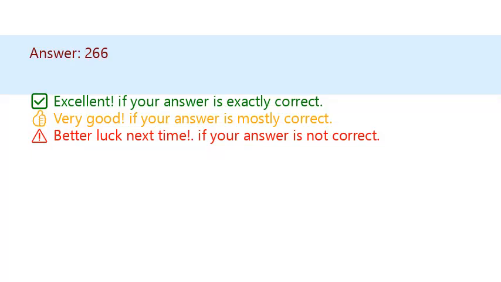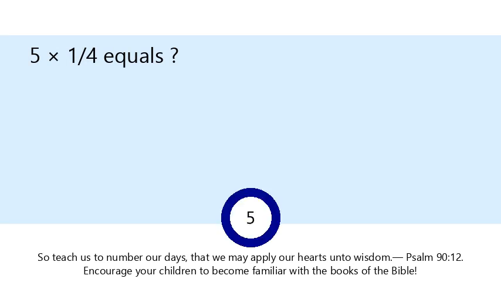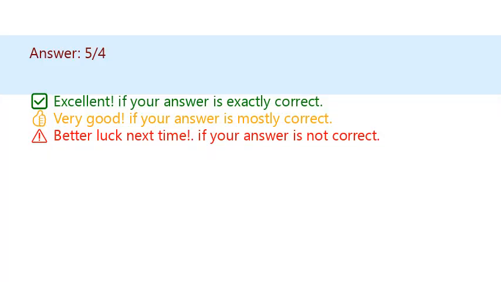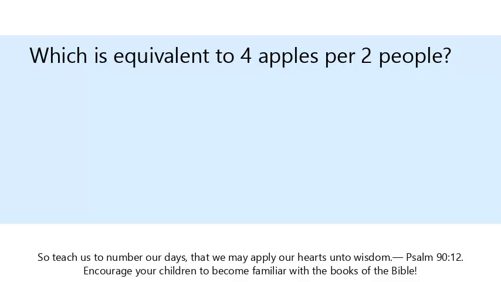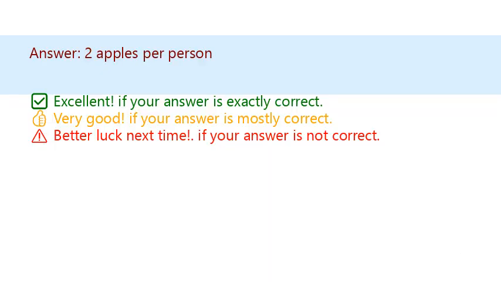Answer, 266. 5 times 1/4 equals? Answer, 5/4. Which is equivalent to 4 apples per 2 people? Answer, 2 apples per person.